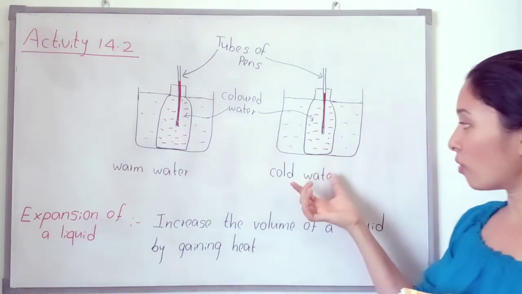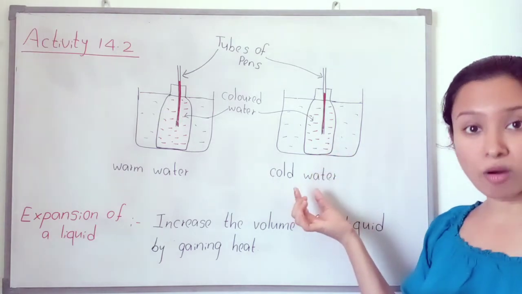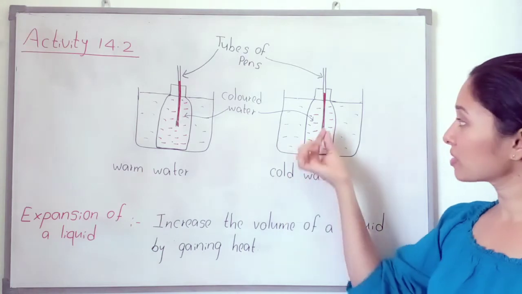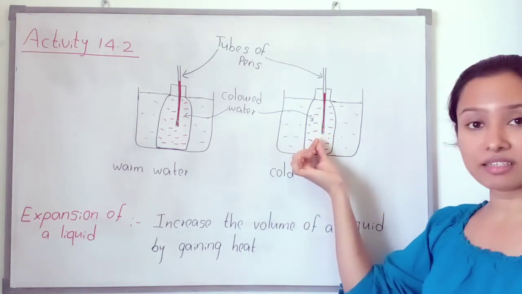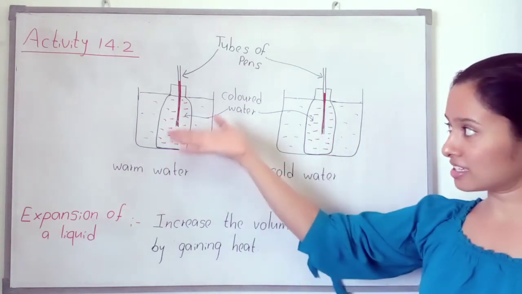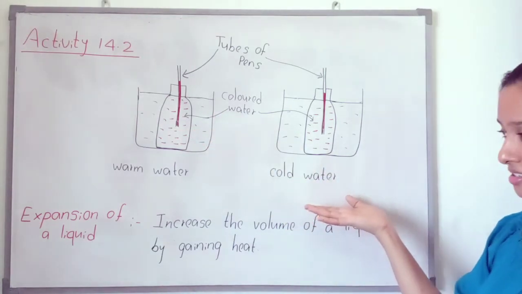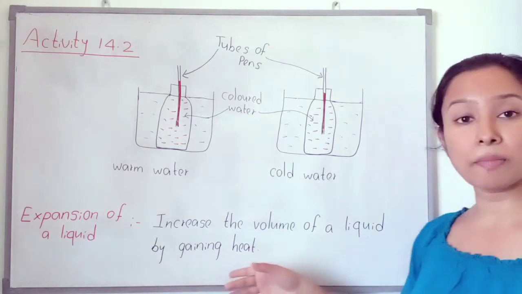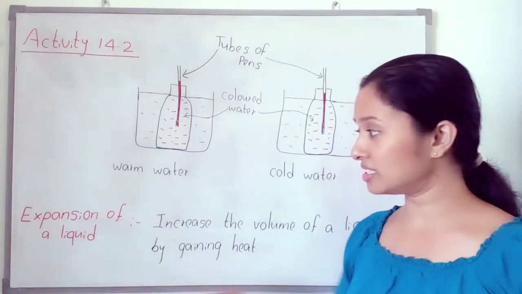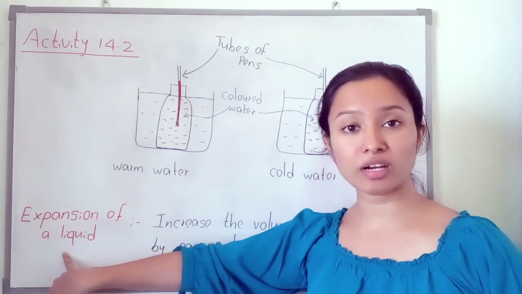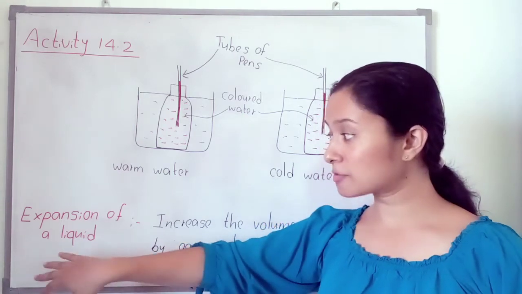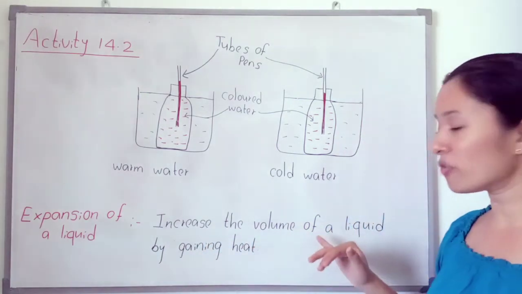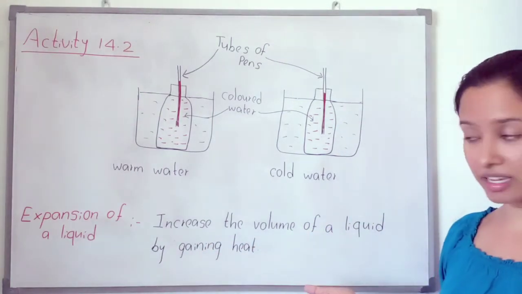Here, the volume of the water decreases because of the coldness. Because of the coldness, the volume of the liquid decreases. Here it increases, here it decreases. So, the increase in the volume of a liquid by gaining heat we call the expansion of a liquid. Expansion of liquid. Expand.